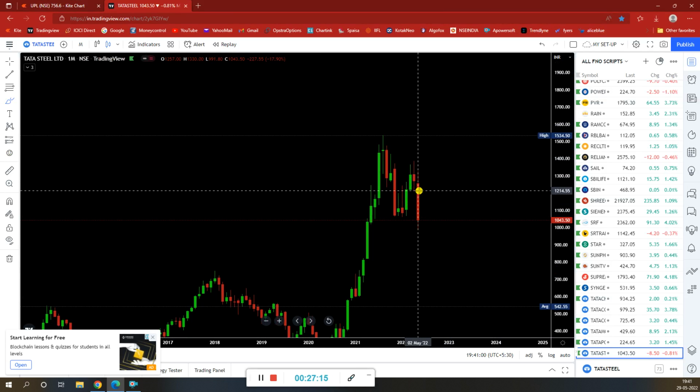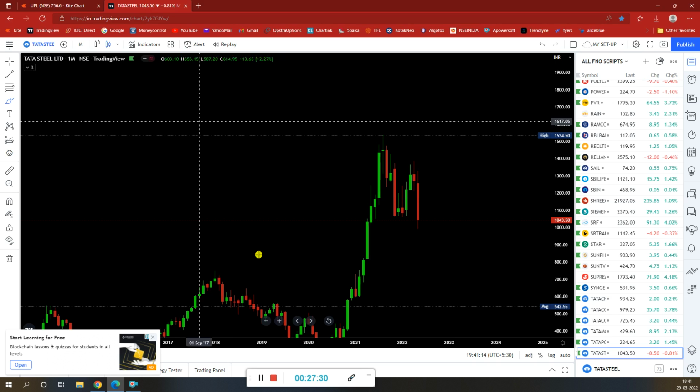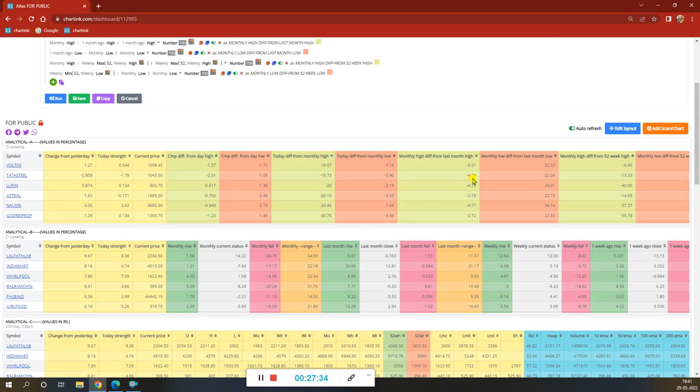And what was this month high? This was 1330. So this says only 4% away. If you minus this value out of this value, you will find it approximately 4%. Okay, so 4% is the value which you will come across, which is the difference.